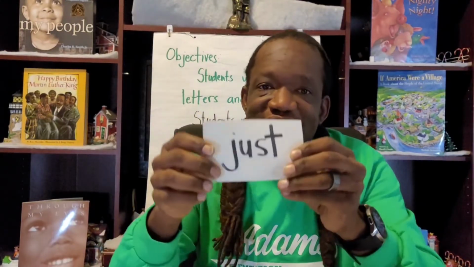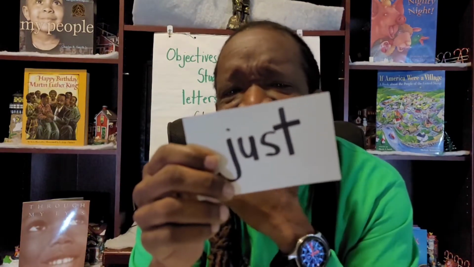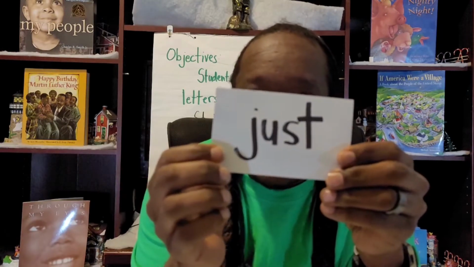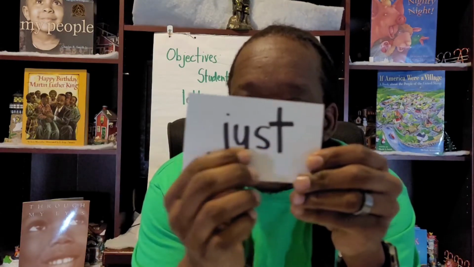Are you ready for some sight words? Are you ready for some sight words? I am. So our first sight word is just. Just in case, make sure you have a backup plan. Just. Let's spell just. Read it. Just. J-U-S-T. Just.